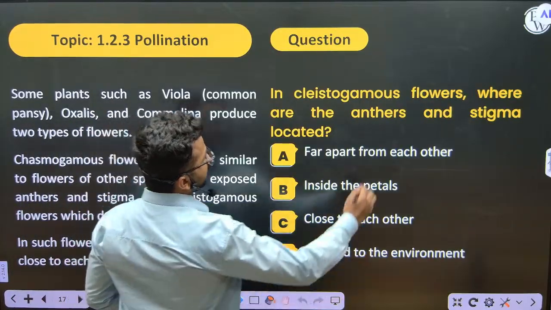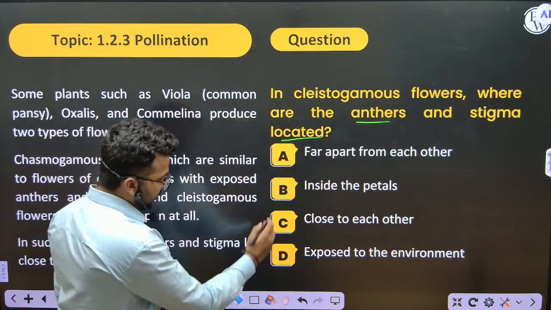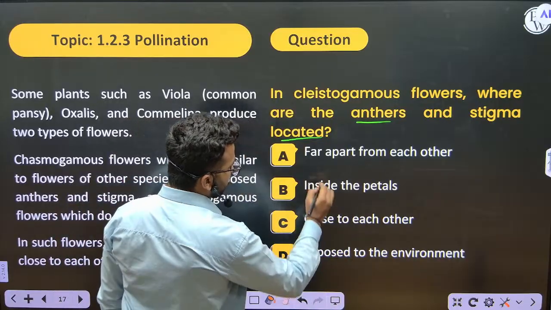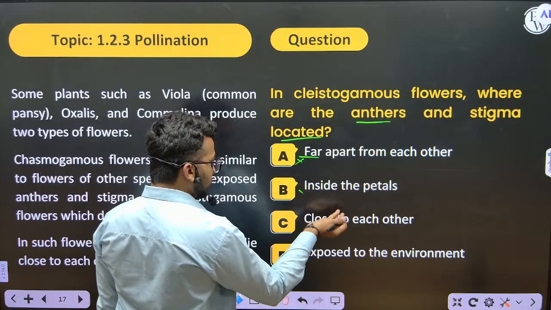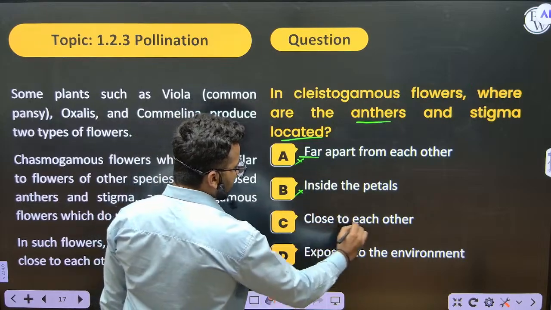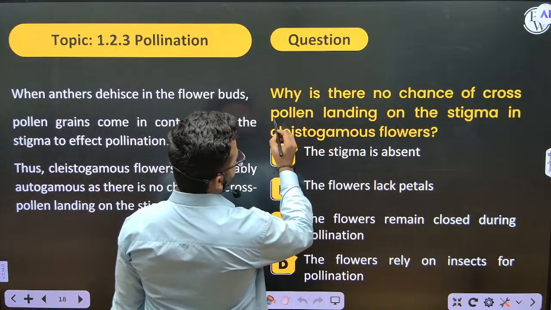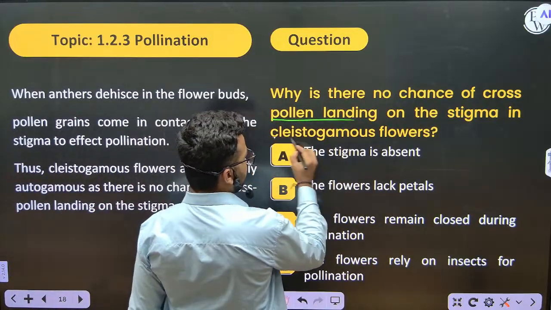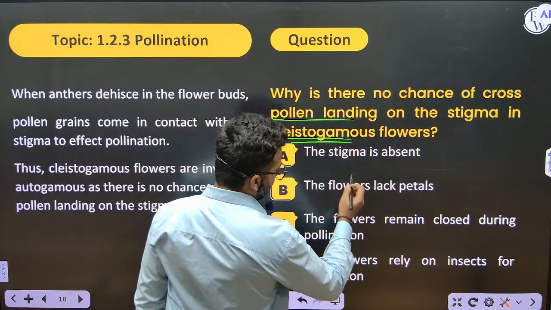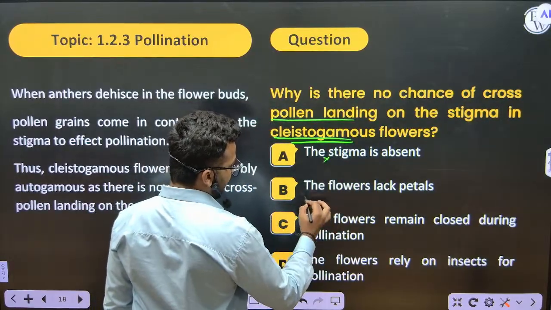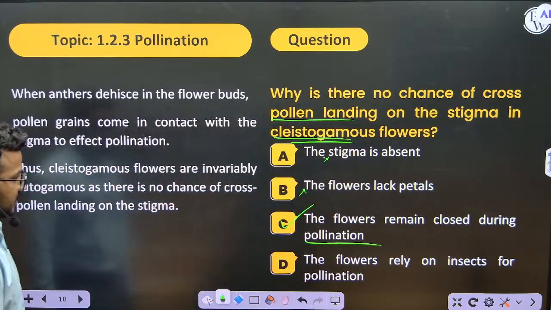In Clistogamous flowers, where are the anther and stigma located? Inside the petals, close to each other? Exposed to the environment? Far? Not far, because they are close. Inside the petals, of course, it will be inside the petals, but close to each other will be the answer here. Next, why is there no chance of cross pollen landing on the stigma in a Clistogamous flower? When they remain close, there is no chance of that. The stigma is often... no. The flowers lack petals? No. The flowers remain closed during pollination, that will be the option.